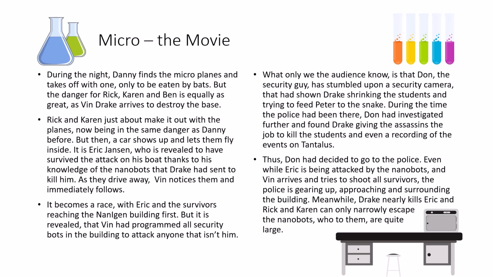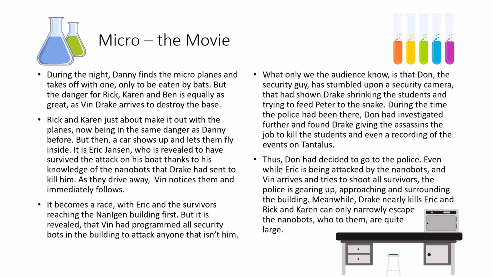What only we the audience know is that Don, the security guy, has stumbled upon a security camera that had shown Drake shrinking the students and trying to feed Peter to the snake. During the time the police had been there, Don had investigated further and found Drake giving the assassins the job to kill the students and even a recording of the events on Tantalus. Thus, Don had decided to go to the police.